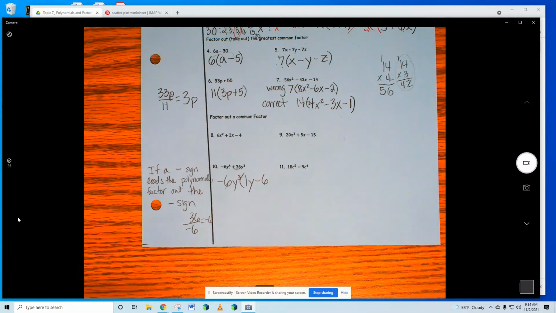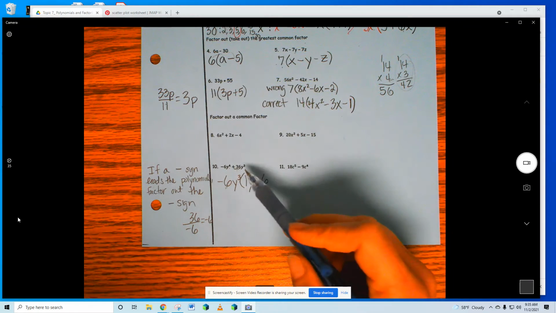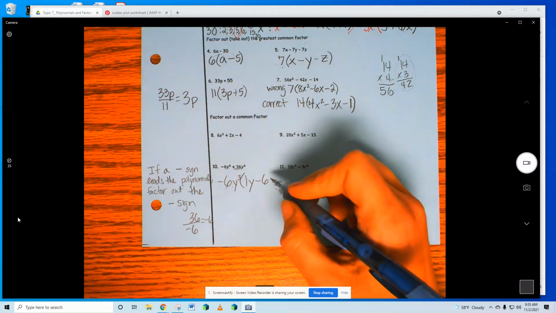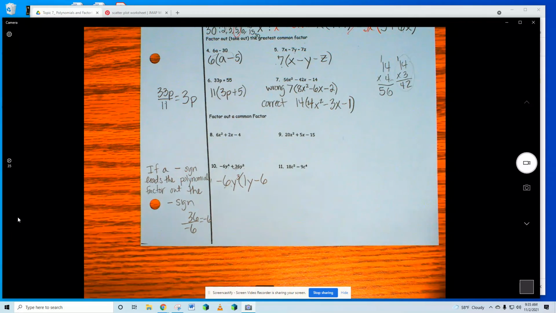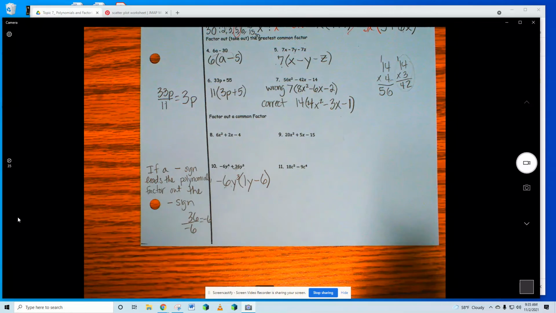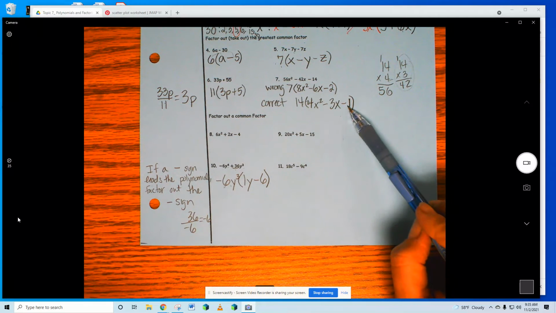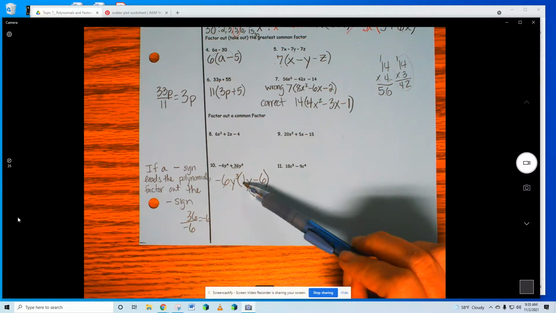Y cubed divided out of y cubed. Just nothing. I don't need to put a y. So that, and really, I know I wanted to put a 1 here, but when it leads, a 1 in front isn't necessary.